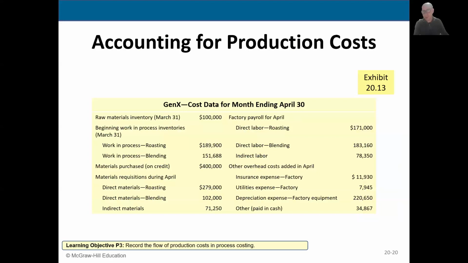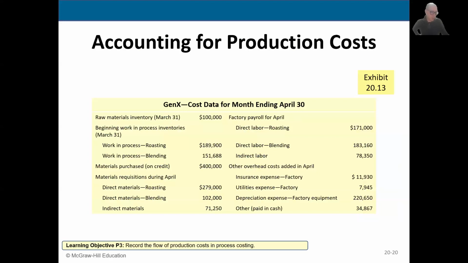We had direct labor for the roasting department, 171,000. For blending, it was 183,000. And we had indirect labor, as you know, part of factory overhead. Then we had other factory overhead things like insurance expense, utilities, depreciation, and other.